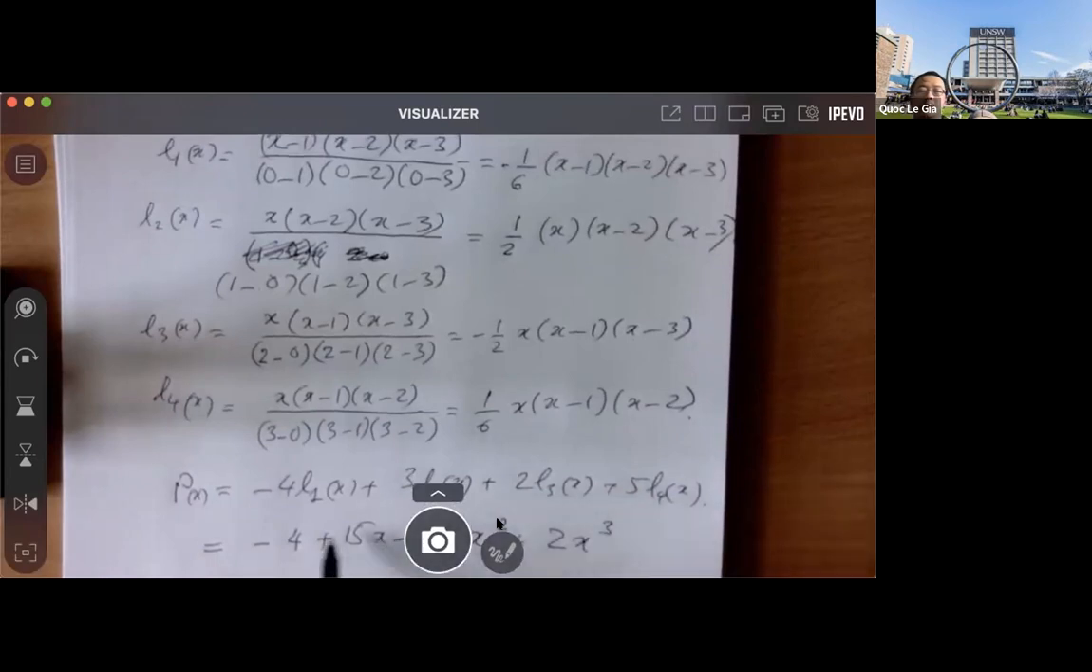You can use Maple. You can use Wolfram Alpha. You can do it by hand. It's up to you. But if you expand it, you can get a polynomial like this. Okay.